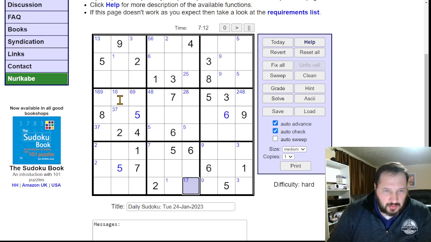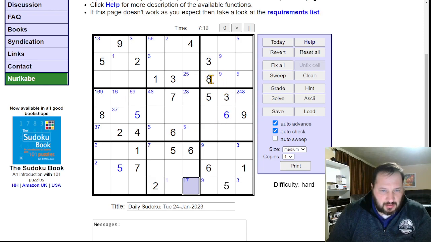Okay, so now let's look for the 8s, shall we? So we do have an 8 here that comes down and there, but we still have 3 choices. We have an 8 that comes across and then up, so we only have 2 spots.